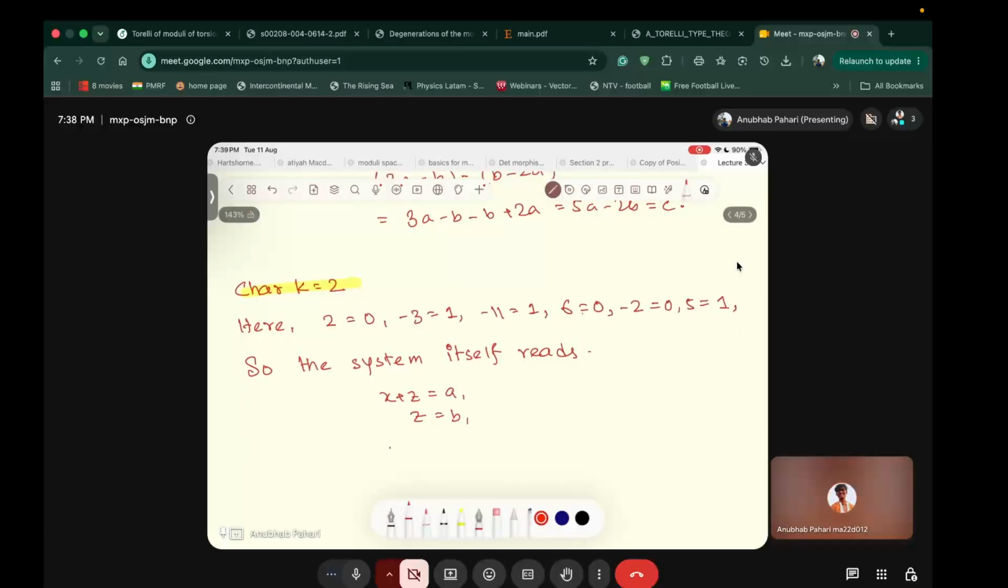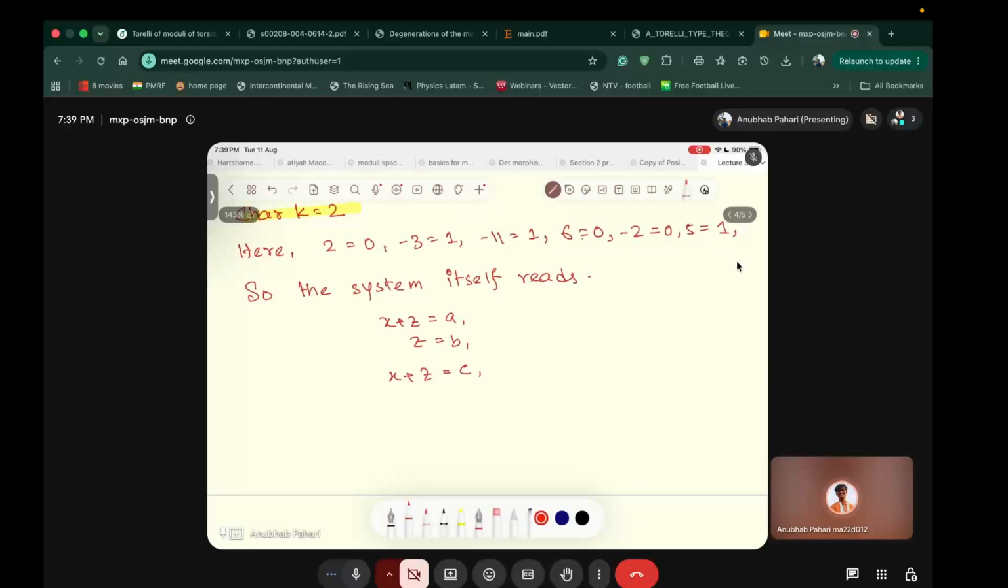and x plus z as c, and our consistency condition reads 5a minus 2b minus c equals 0, which becomes, since 2 is 0, a minus c equals 0, that is a equals c.